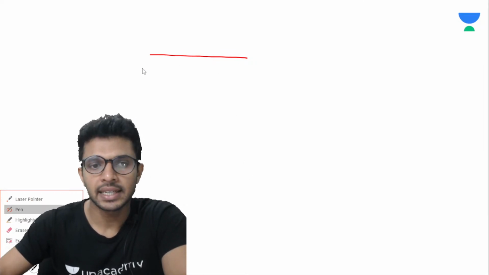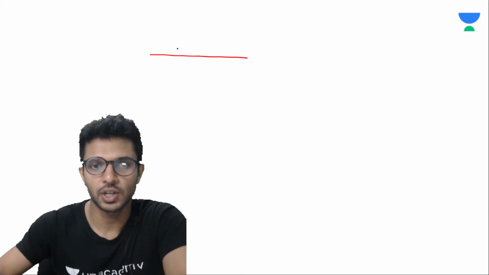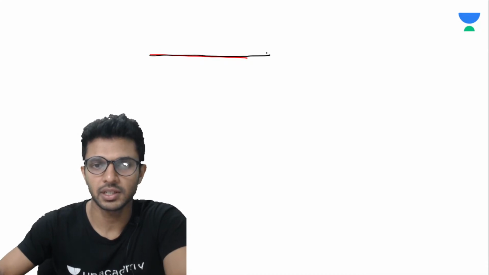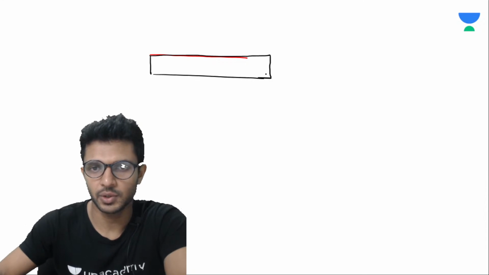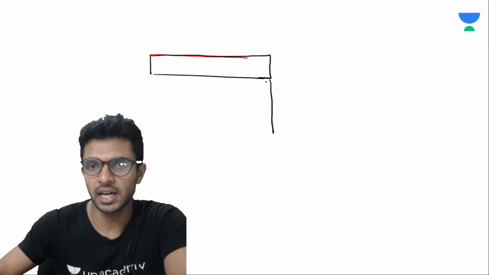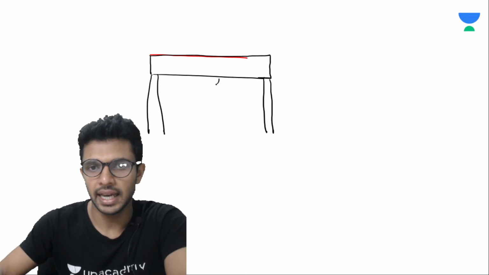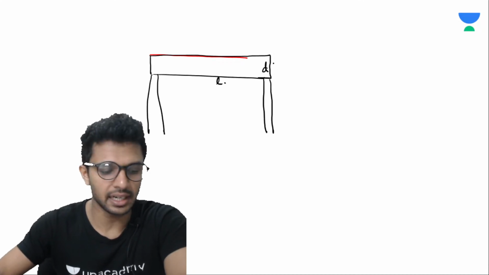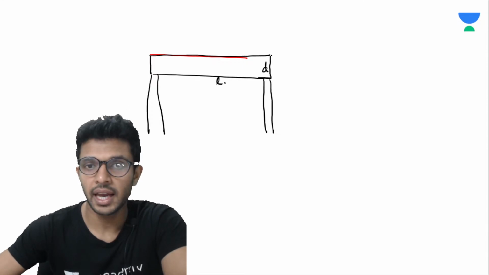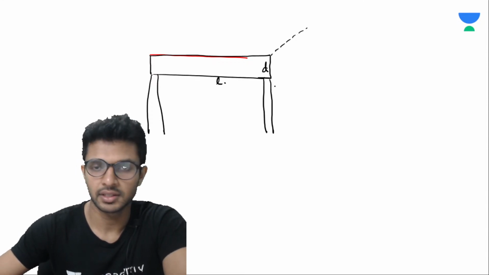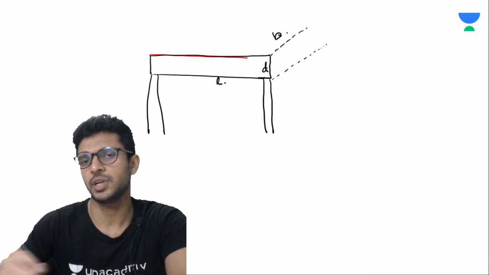So look, here we are having our bridge. Let me draw a bridge in the best way possible that is known to me. Okay, let's say this is our bridge, and the ends of the bridge are supported by pillars like this. So we have two pillars. Length, okay, this is the depth of the bridge, and let's say this is the breadth of the bridge.